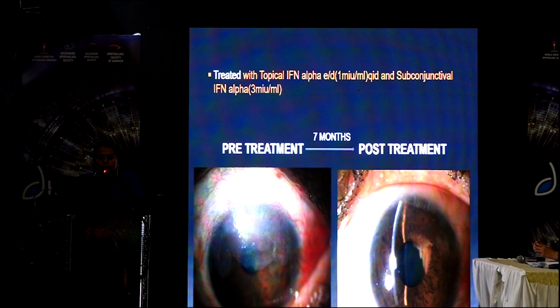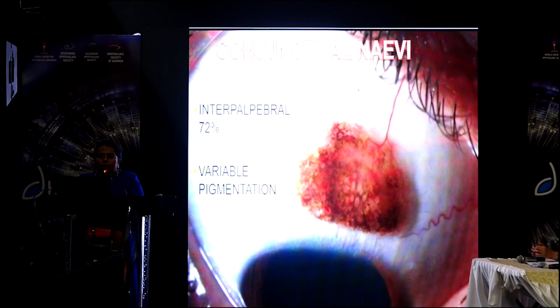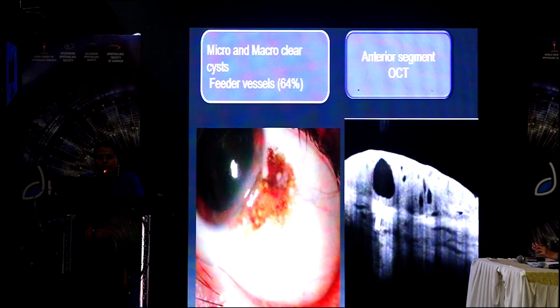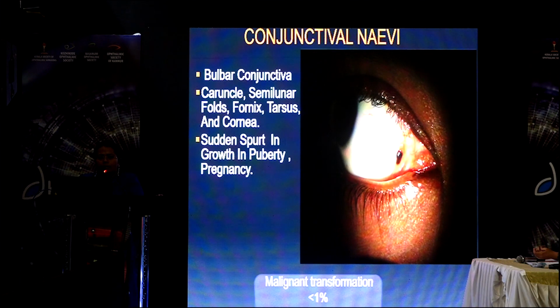In our institution we follow topical interferon alpha, with which we have very good results. Coming to the pigmented lesions, nevi are the most common, usually in the interpalpebral location with variable pigmentation. They do have feeder vessels and macrocysts, which are well appreciated in anterior segment OCT. It can present anywhere on the conjunctiva. Malignant transformation is very rare.